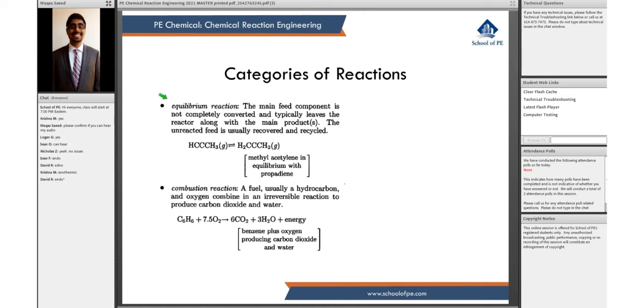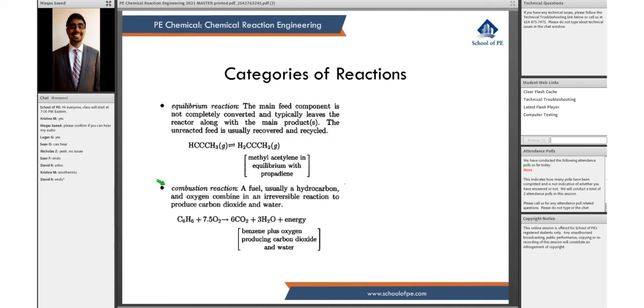Equilibrium reactions, the easiest way to identify this is if you look at the reaction itself, you see there's not just one arrow moving left to right. There's a forward reaction and a reverse reaction, and that's represented by that reversible arrow. So an equilibrium reaction has two reactions, one moving from left to right and right to left. So I think you're all probably familiar with that.